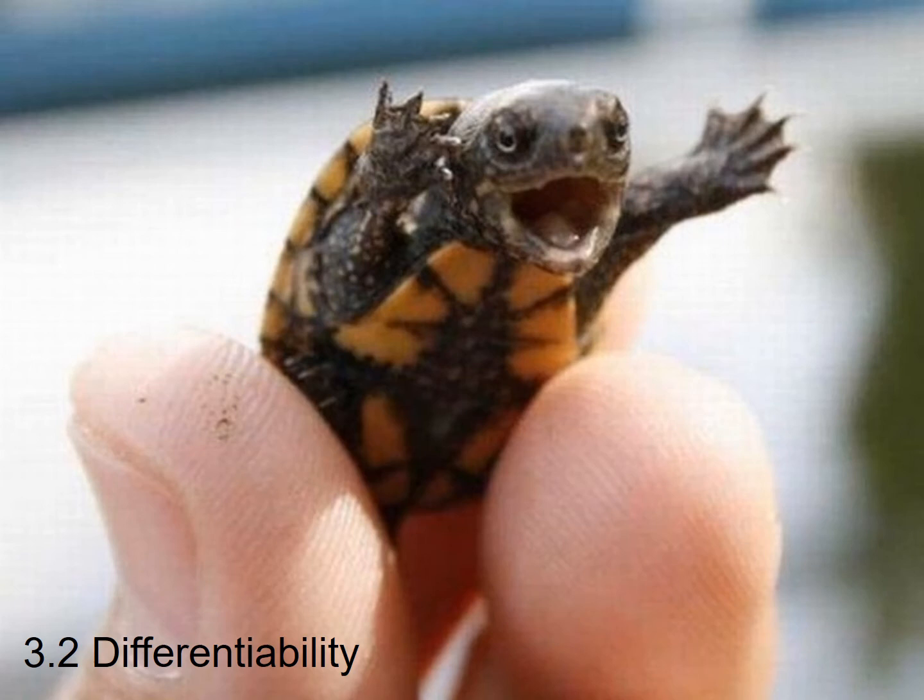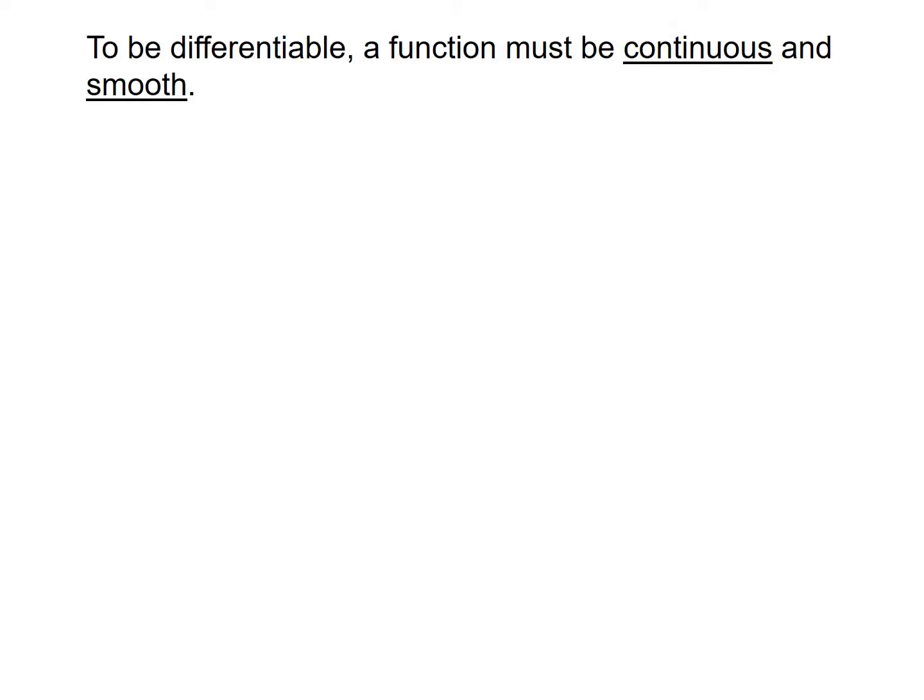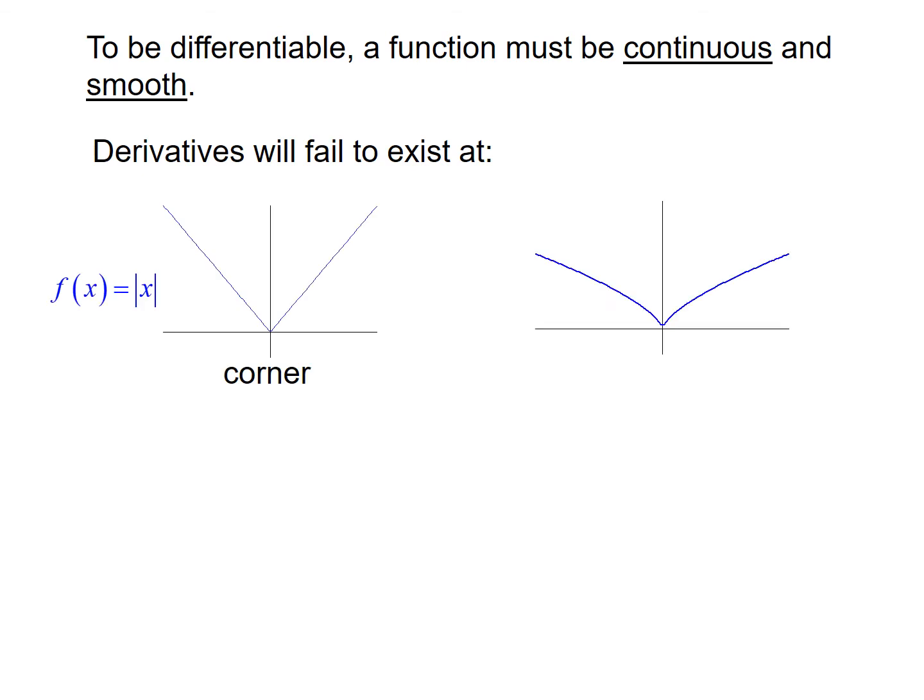Okay, we're going to take a look at differentiability. If a function is differentiable, that means you can take the derivative. So if a function is going to be differentiable, or if you can take a derivative, it has to be continuous and smooth. We have a pretty good idea of continuity, but smooth refers to the slope of the graph.